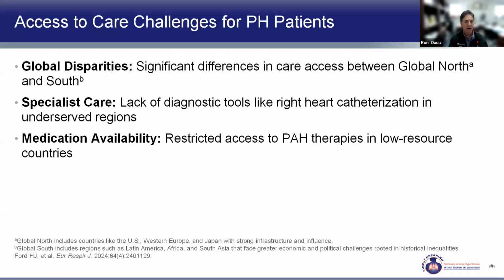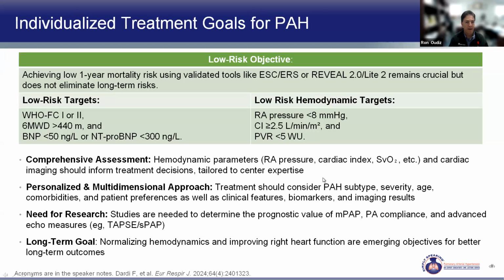Access to care is a big challenge for PAH patients globally. The North and South here is divided by the North being US, West Europe, and Japan with strong infrastructure and influence, and the global South like Latin America, Africa, and South Asia, where they face greater economic and political challenge rooted in inequalities. They may not have good diagnostic tools like right heart catheterization even in underserved regions. They may not have access to certain medications. There are still countries that only have access really to one therapy, monotherapy, which is 25 plus years ago when we were doing monotherapy.